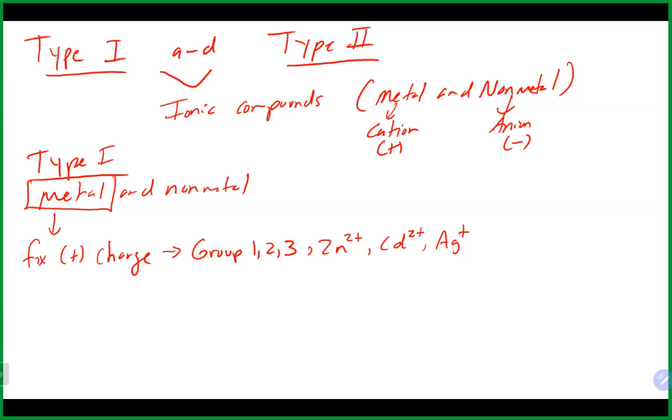And the way that we name type 1 compounds is we always use the whole name of the metal.